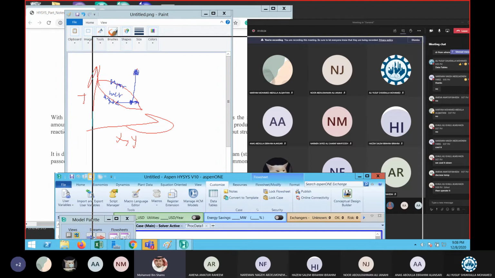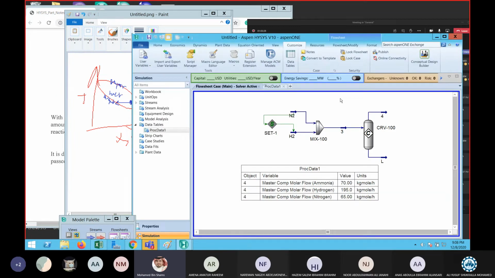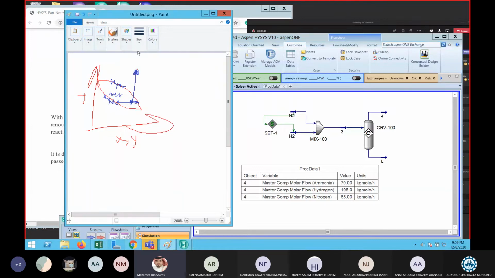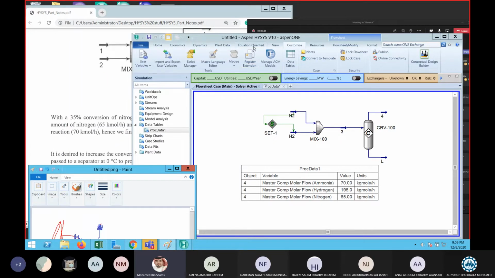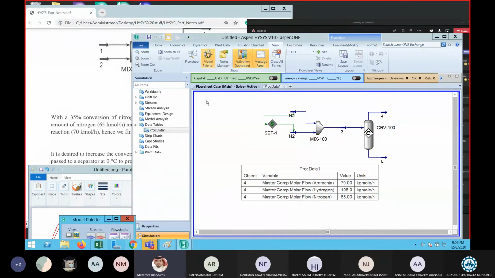Now I understand why he asked us to put a separator: because I need to separate. This is an equilibrium separation, so that's why I need the flash separator. Then he told us I need to cool, and now we know why he asked us to cool. Let's have the separator then. Where is the separator? View, model palette.